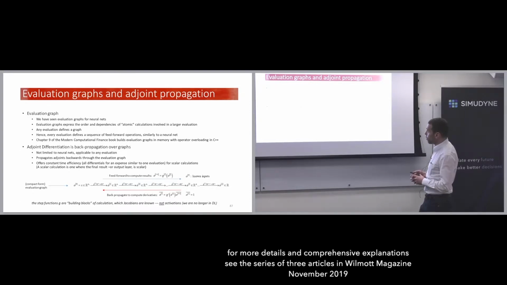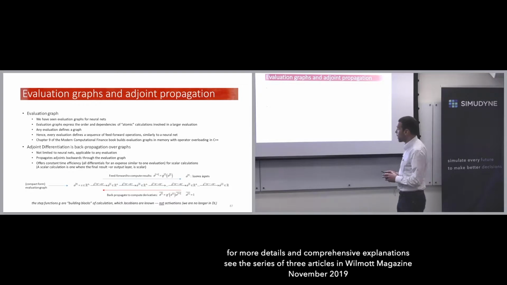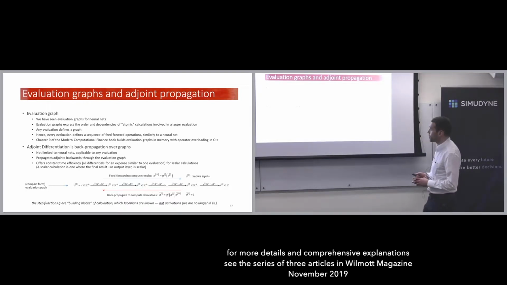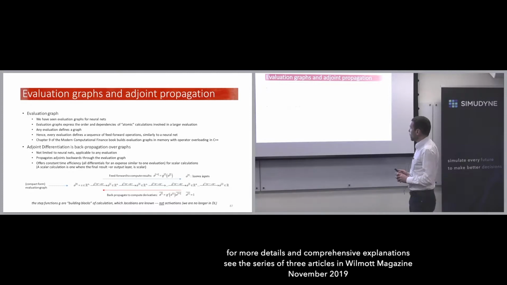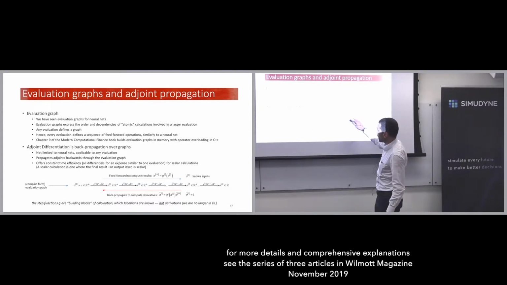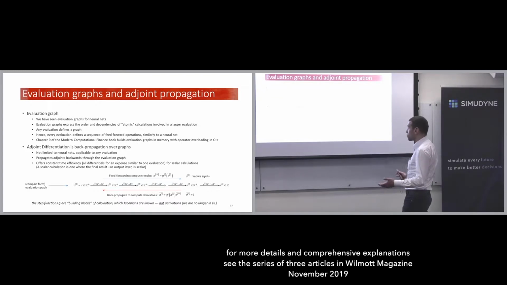Now, what is adjoint differentiation? That's backpropagation over these evaluation graphs. And it's not limited to neural nets. It's actually applicable to any evaluation. And what it does is propagate adjoints backwards in the reverse order through a given evaluation graph. And we have seen that it offers constant time efficiency, which means you get all differentials for an expense similar to one evaluation of a final result, as long as your calculation is scalar, which means that the final result, the output layer, as we call it in deep learning, is a real number.